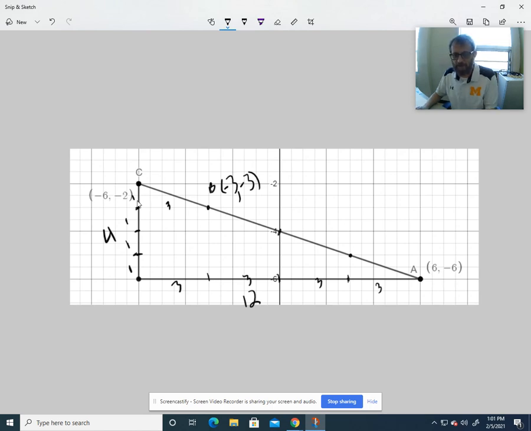So we found the point. This is 3 parts to 4, 3 to 4. That gives me the point (-3, -3).